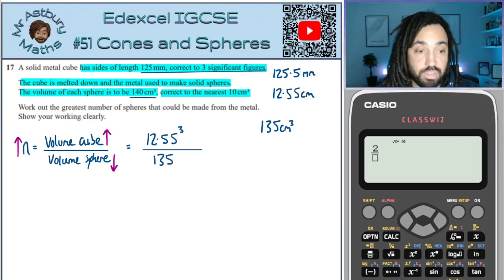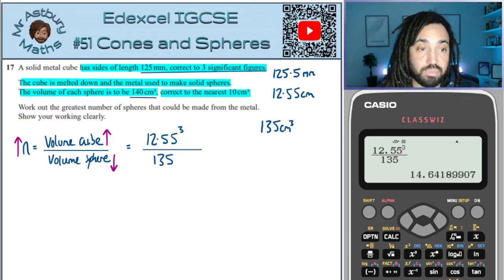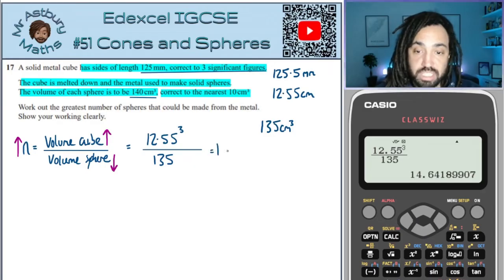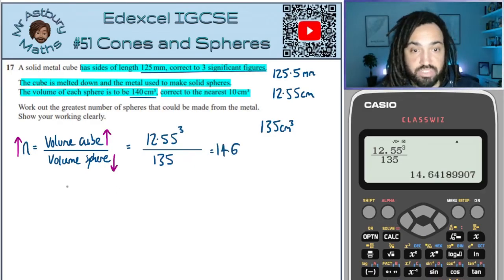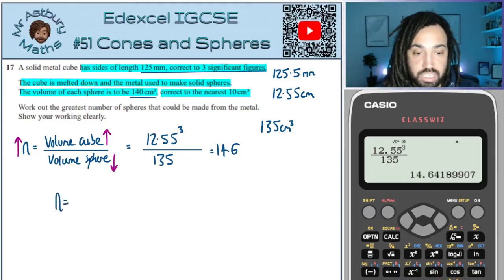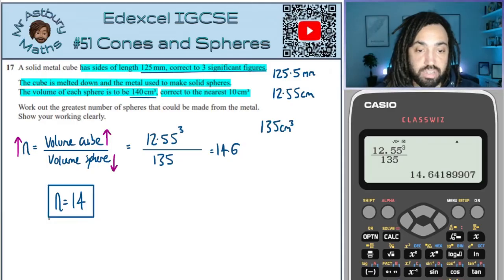Okay, let's just do this quickly. 135, and we get 14.6. Now we can only make whole numbers of these spheres, so the correct answer is n is equal to 14. Perfect.